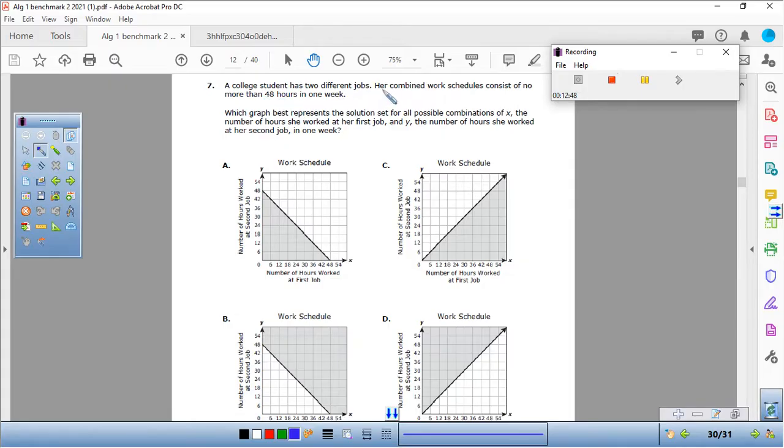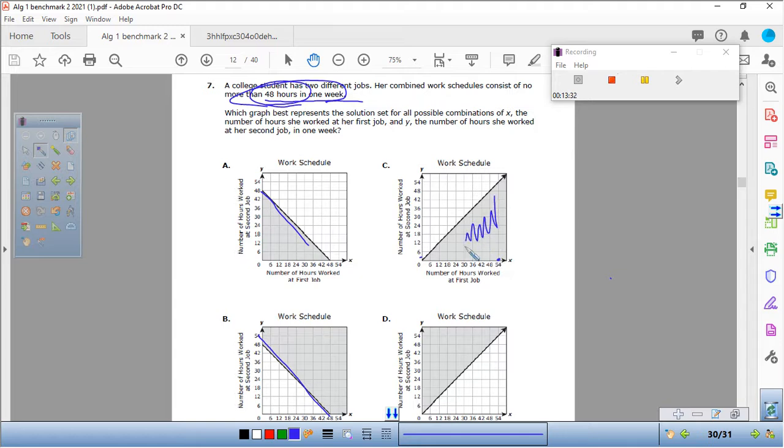Okay, a college student has 2 different jobs. Her combined work schedule consists of no more than 48 hours in 1 week. So I guess job 1, job 2. What you want is to be able to add them up, and they can't go over 48. I will tell you this much: this line looks pretty consistent, and this one does too. But you want to be able to work on both, where they don't add up over 48.